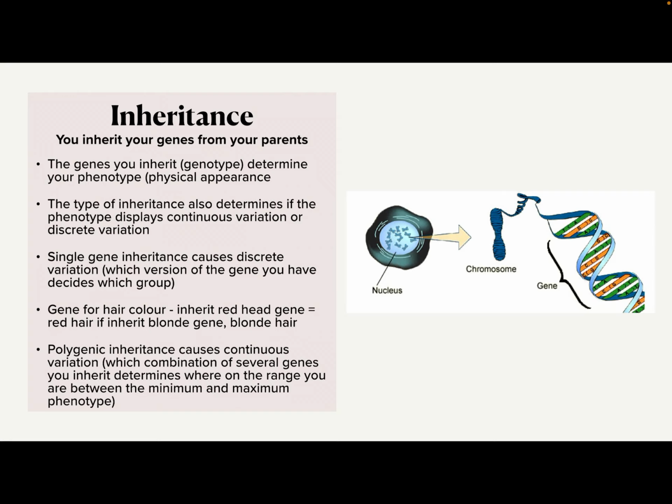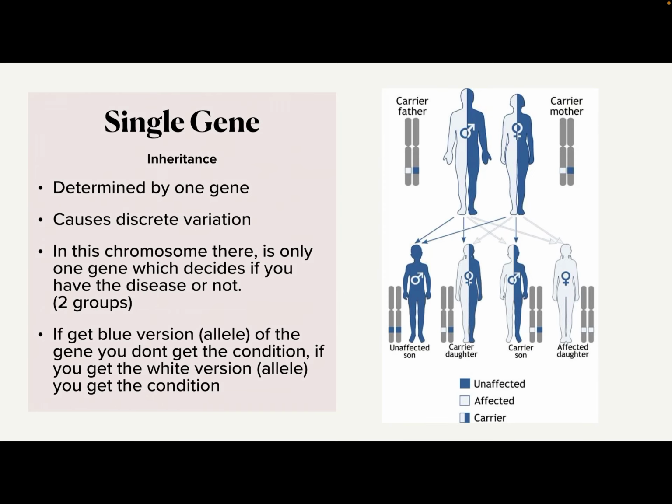Now, the other type of inheritance is polygenic. Polygenic simply means several genes. So this several gene inheritance causes continuous variation. That's because it's more complex. Because you get a combination of several different genes which you inherit, that determines where in the range you are between the minimum and maximum.